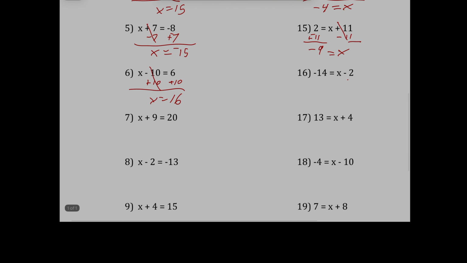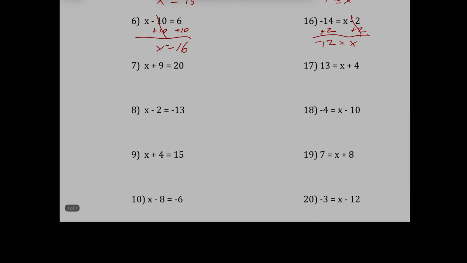Okay, on this one, I want to move the 2. The reason I want to move the 2 is I want my x to be all by himself. Now I got to do the math here. Signs are different. I subtract, keep the sign of the bigger number, which is negative. Number 7 here, I want to move the 9 to the other side. Doing that gets my x all by himself. And 20 minus 9 is 11.